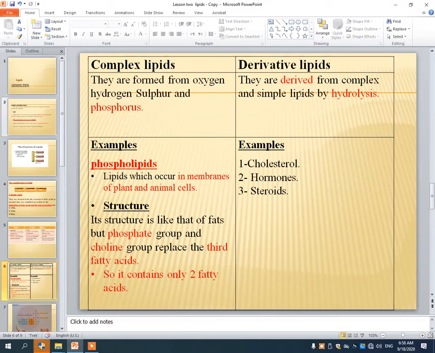Like cholesterol, like hormones, like steroids. Okay, so the three types of lipids: simple, complex, derivative. Simple: oil, fats, wax. Complex: phospholipid, and we can find phospholipid in the plasma membrane, and it has only two fatty acids. Lipid derivatives are derived from simple and complex lipids by hydrolysis, and examples of lipid derivatives or derivative lipids are cholesterol, hormones, and steroids.